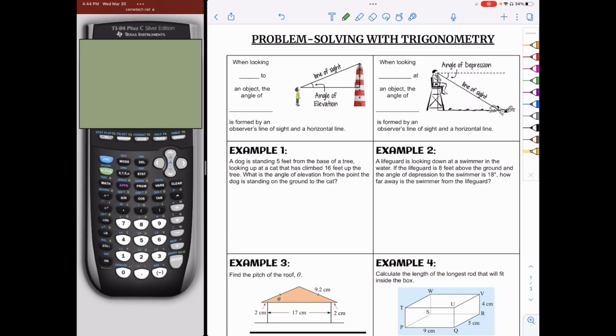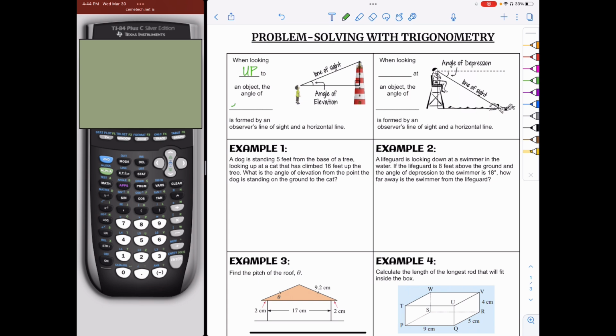Hello, today we're going to talk about problem solving with trigonometry. So the first thing that we are going to discuss are angles of elevation and angles of depression. You need to understand that whenever you are looking up to an object, the angle of elevation is going to be formed by some person's line of sight and a horizontal line.